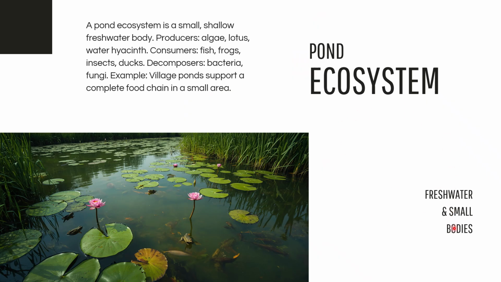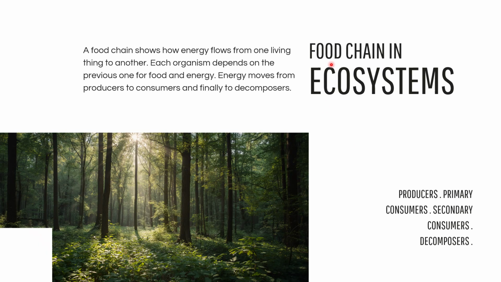Pond ecosystem: freshwater and small bodies. A pond ecosystem is a small, shallow freshwater body. It has producers such as algae, lotus, and water hyacinth, and the consumers are fish, frogs, insects, ducks, and water-based birds such as cranes. Decomposers, bacteria and fungi, are also found. Examples can be the pond in the backwater of your house, in your township, or in your neighborhood. Next is the food chain in an ecosystem.